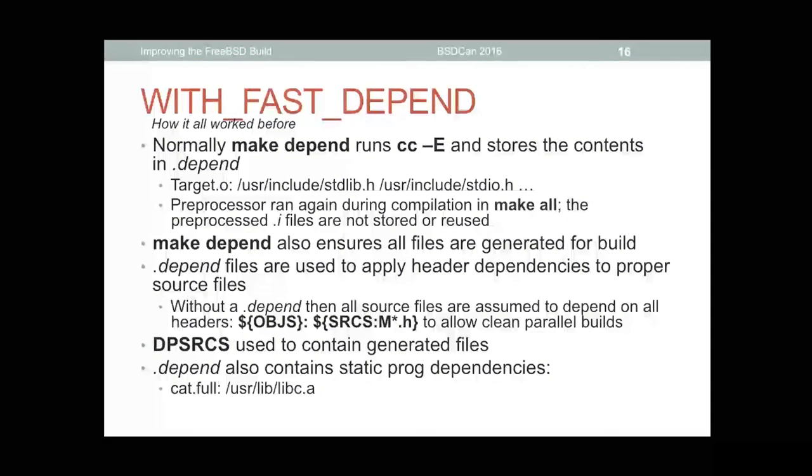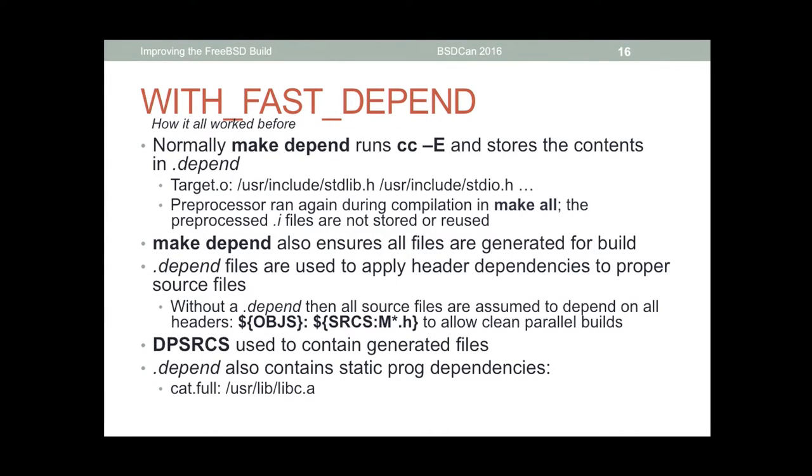So fast depend. Historically, I talked about all of this already. So make depend would generate these .depend files that are used for incremental builds and clean parallel builds. But when you don't have a depend file, it doesn't know what objects depend on which headers. And so we actually have these extra dependencies that have been defined where for all objects, they depend on all headers, because nothing in the build would generate the headers historically if you had generated headers or generated files, because you had to run make depend to generate all these. So we had these kind of hacks in there.